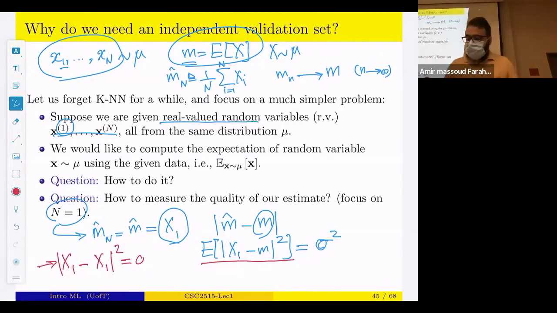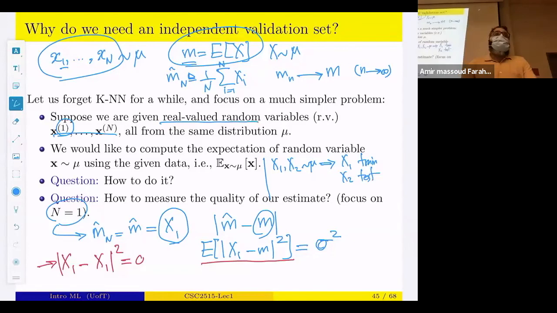What else could you do? Another suggestion is that I give you two data points. I have x1 and x2. I divide them into two data points, both from the same distribution, of course. I call x1 training and x2 test. My estimate m hat would be just x1. But when I want to compute the error, I compare it with the distance to x2.